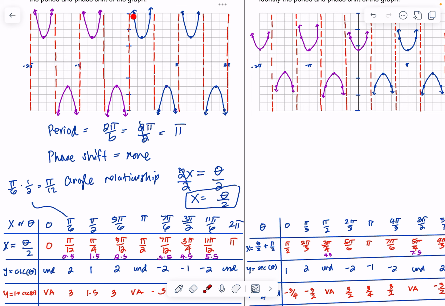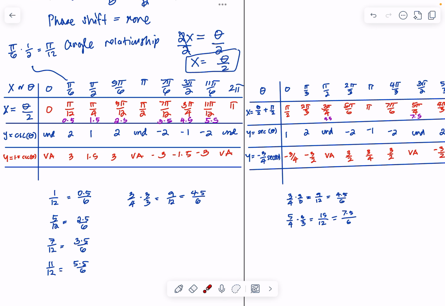Followed by pi over 4, which is again, I converted pi over 4. I don't have it here, so let's do that. So pi over 4 times 3 is 3 pi over 12, divided by 2 on top and bottom. So 3 divided by 2 is 1.5, and then 12 divided by 2 is 6.